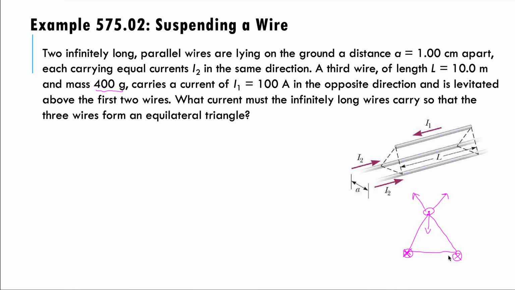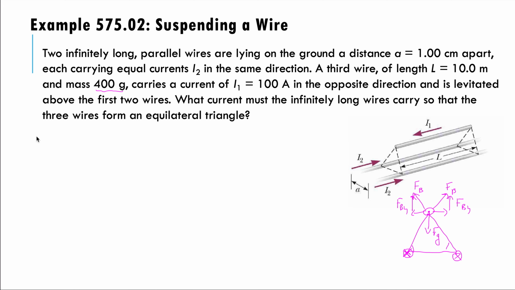If the three wires are to form an equilateral triangle, then these angles will be the same, and the x components of both of these magnetic forces, we can call them FB, they both have the same magnitude. The x components are going to cancel each other out. So what's going to happen is that the y component of each force, FBY, both of these two components are going to cancel out the weight pulling that wire down. So this is an equilibrium problem.